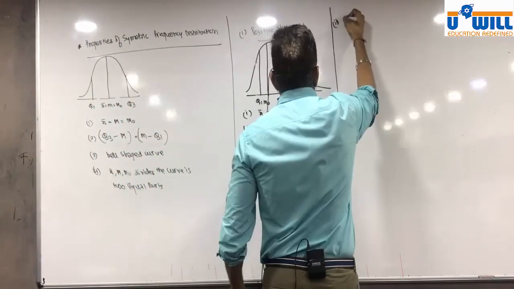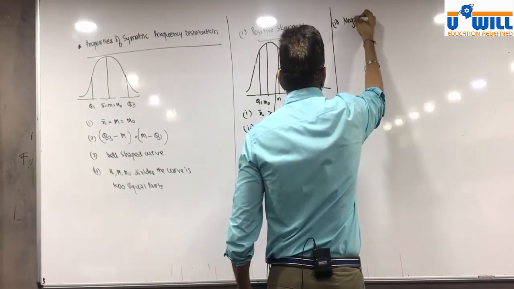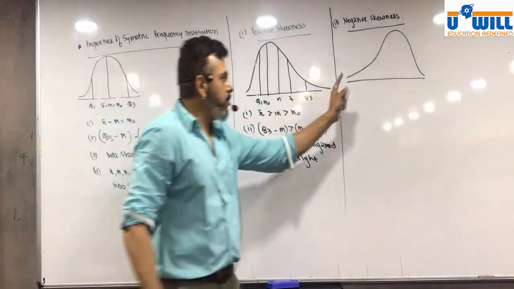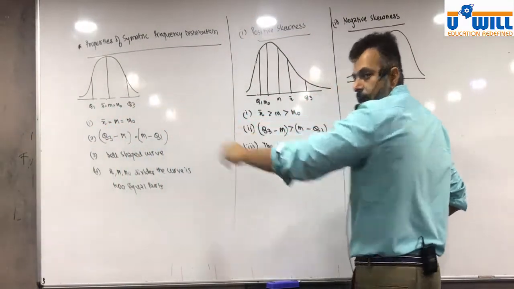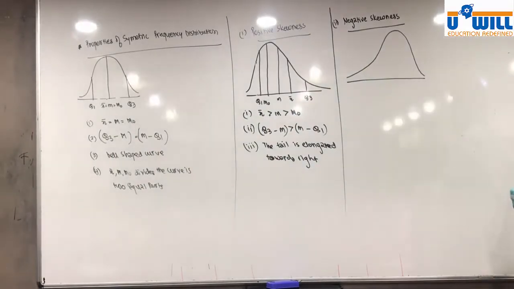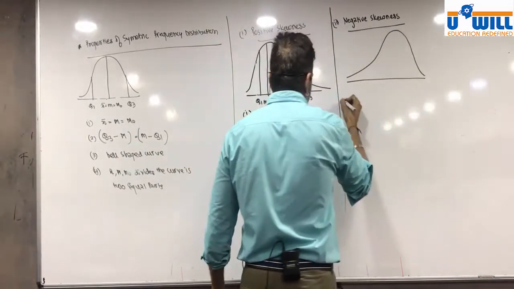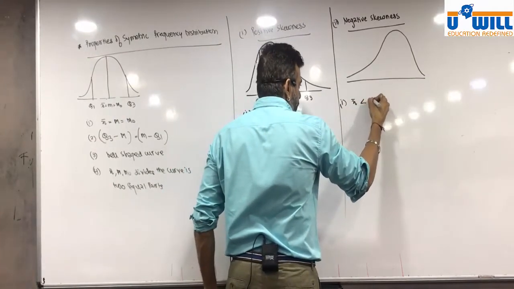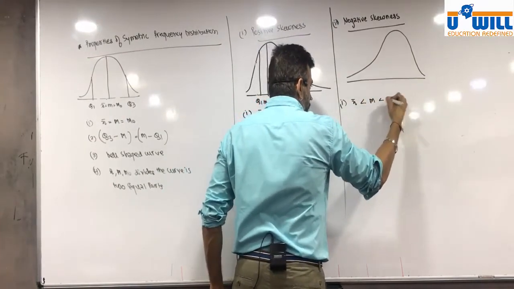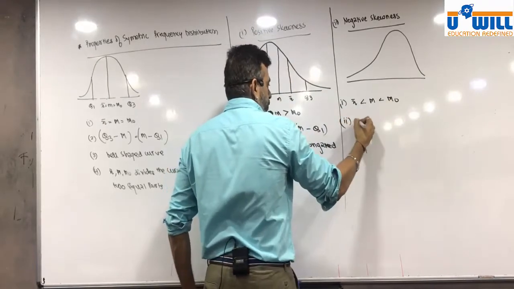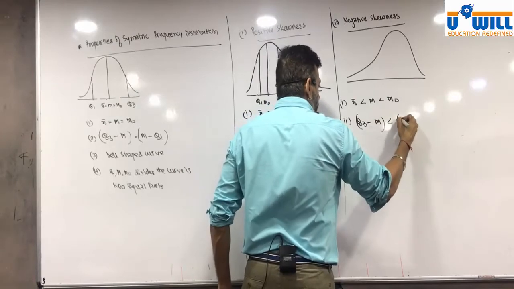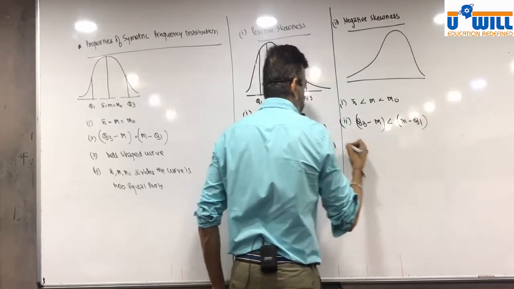Third one, in skewness, the second one, negative skewness. Understood this? Now the tail moves towards the left. समझ में आया सबको? Now over here, the properties are x bar less than median, less than mode. Second, Q3 minus m is less than m minus Q1.